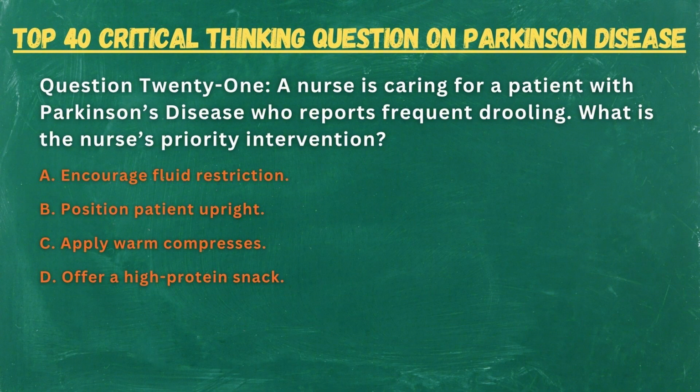Question 21. A nurse is caring for a patient with Parkinson's disease who reports frequent drooling. What is the nurse's priority intervention? A. Encourage fluid restriction. B. Position patient upright. C. Apply warm compresses. D. Offer a high-protein snack. Answer: B. Position patient upright.